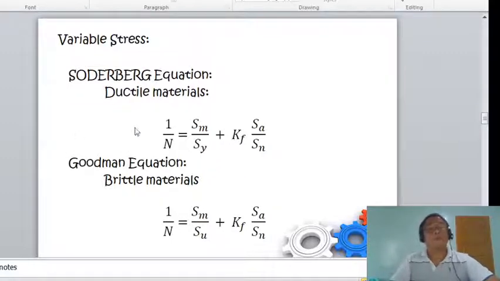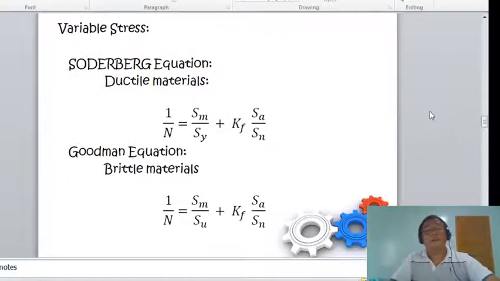So for the Goodman equation for brittle materials, take note, class, the Soderberg equation is only applicable to ductile materials, and the Goodman equation is applicable to brittle materials. For the Goodman equation, 1 over n equals the mean stress divided by the ultimate stress plus the fatigue factor multiplied by the alternating stress over the endurance strength. So instead of using the yield strength for ductile, we always use the ultimate strength for a brittle material.